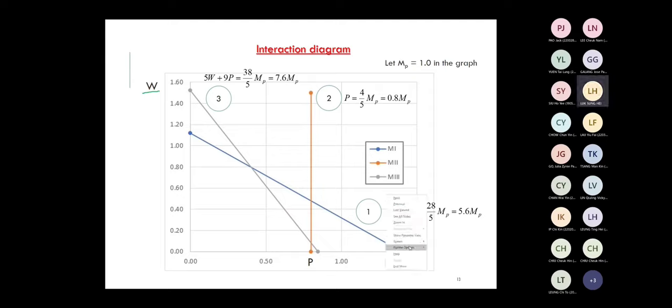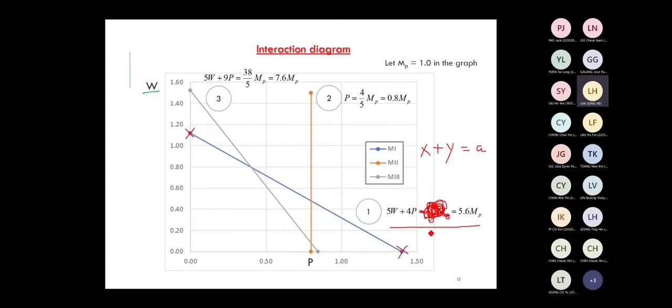Say, for example, mechanism 1. 5W plus 4P equal to 5.6 MP. W is the vertical axis, P is the x-axis, equal to a constant. Okay, that means you just have to plot this kind of graph. X plus Y equal to constant. It's a straight line. Firstly, when you take a look at the equation, it's a straight line. How to plot a straight line? To plot a straight line, you just need 2 intercepts. You need the vertical intercept and horizontal intercept.